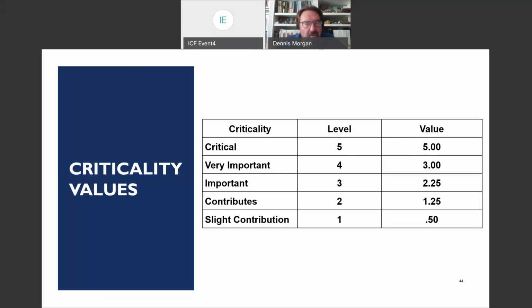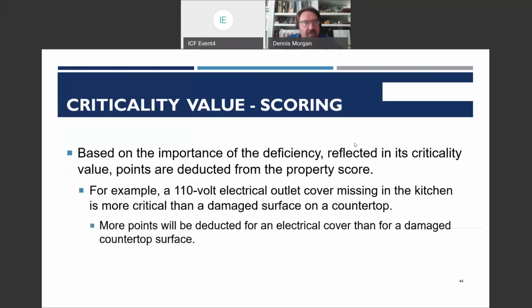The same protocol is going to be applied based upon the characteristics of the development and then based upon the criticality of the nature of the defect. So it's based upon the importance. It's reflected in the criticality value. And so, for example, that 110 volt outlet with a missing cover is more critical than a surface scratch on a countertop. More points are associated with that cover, and more points is going to lower your score.